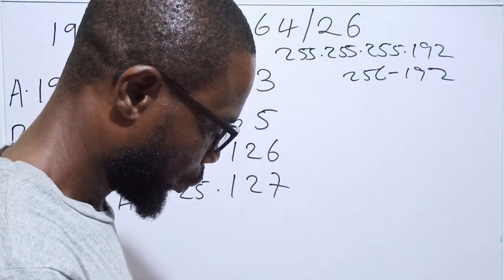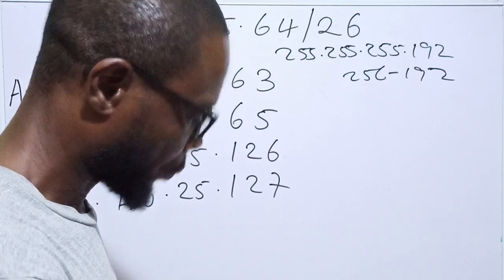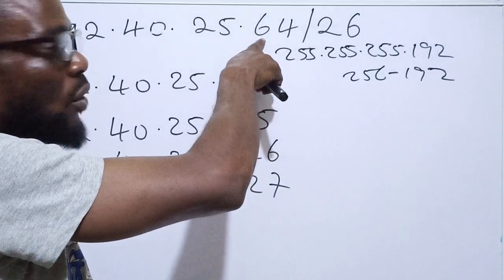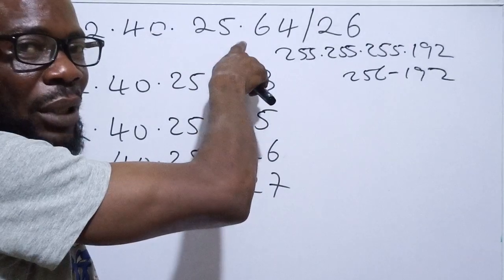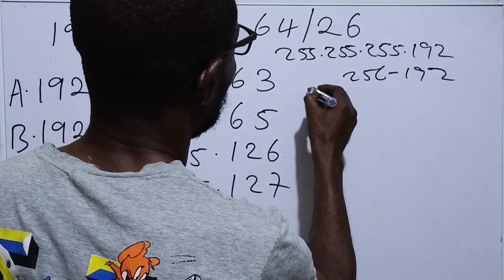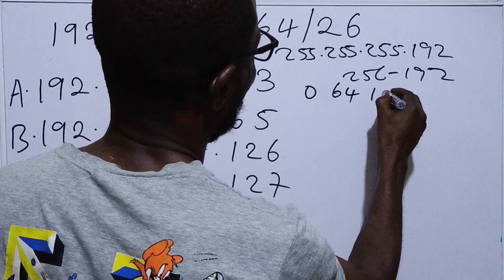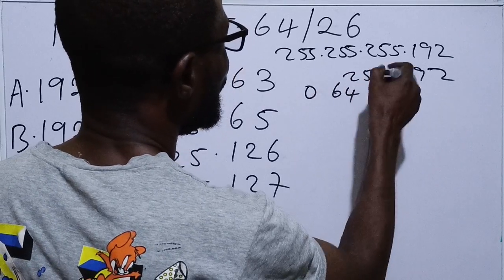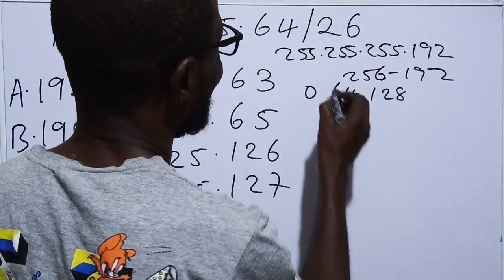256 minus 192. Of course, it's 64. You can see that it's 64. This is the second subnet of this subnet. The first subnet started from 0 here. Next one is 64, and next one is 128, because 256 minus 192 will give you 64, which is the block size they use.